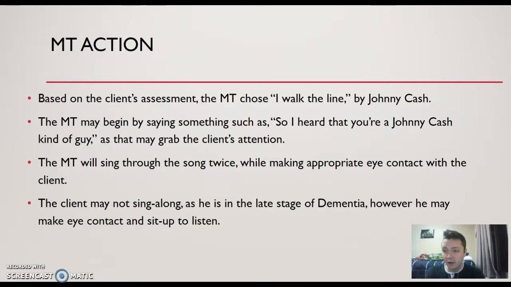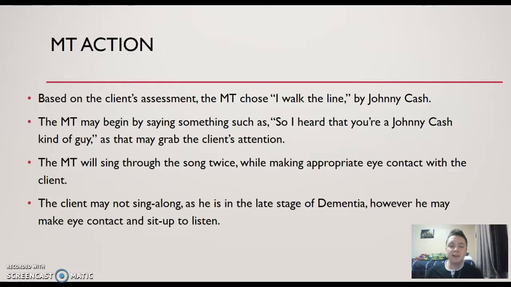I didn't put it in here, but the music therapist should probably use a guitar as the accompanying instrument. They may use a piano, but that may drown out the sound and get the client distracted. So the music therapist will sing through the song twice, maybe more depending on the state of the client, while making appropriate eye contact with the client.